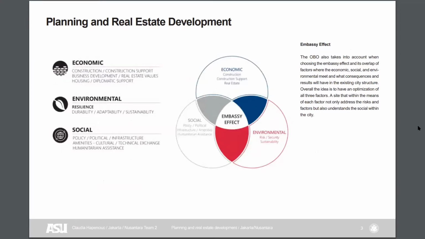And another way that the OBO makes decisions can be best explained through the embassy effect. The embassy effect takes into consideration the three major factors of economic influence, environmental influence, and social influence. Understanding that an embassy will, at the end of the day, impact all of these three factors, the ideal situation is to have a positive effect on the acquisition of the new land, or where the new embassy will take place.